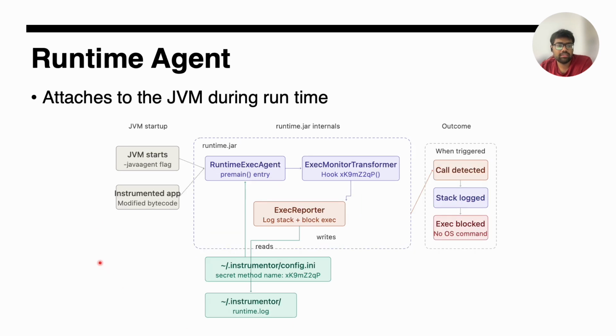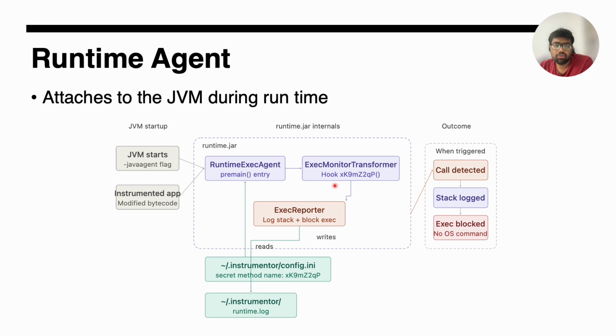The second part is the runtime agent. It attaches to the JVM when you try to run the application. It uses the Java agent flag to attach to the JVM, and it is a built-in Java feature, so it is supported in every major and minor Java version. And the agent will read the secret method name from the config file, and then it will monitor for any method that gets executed using this method.